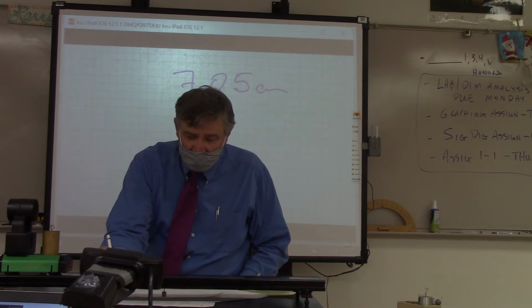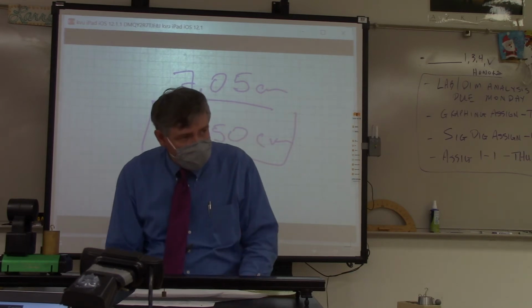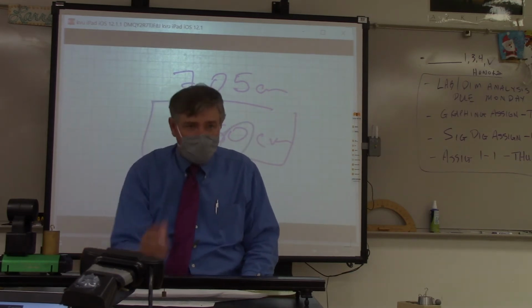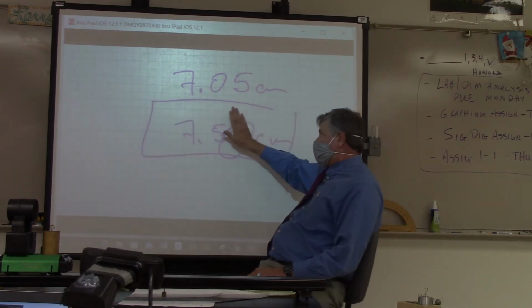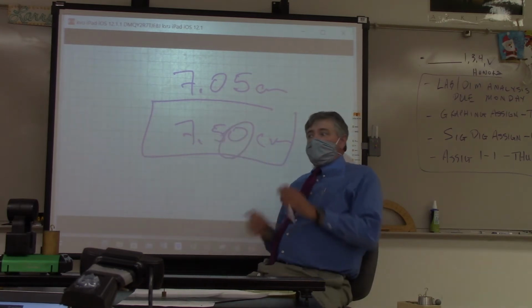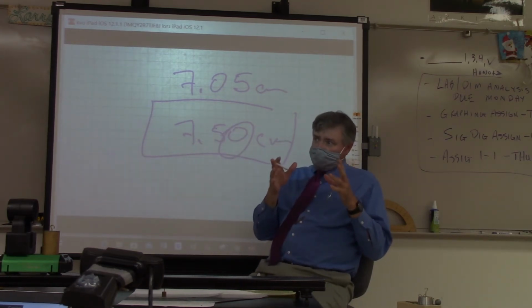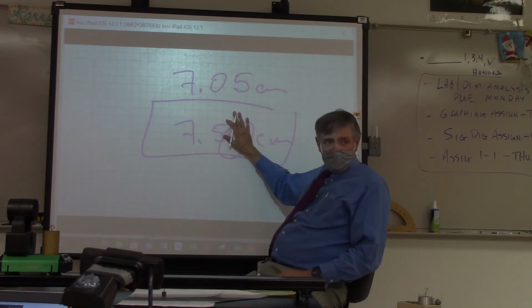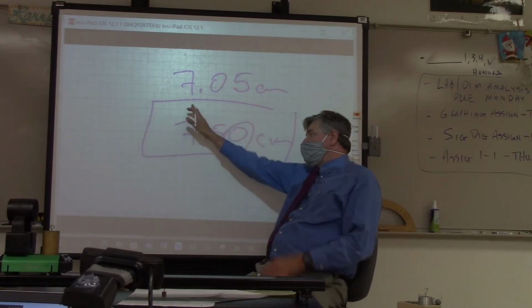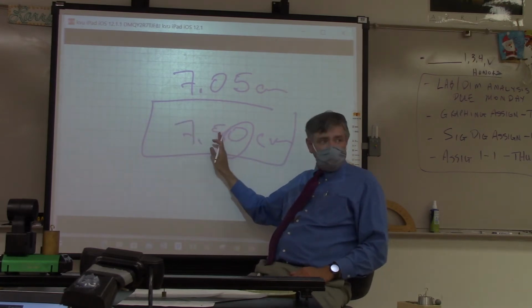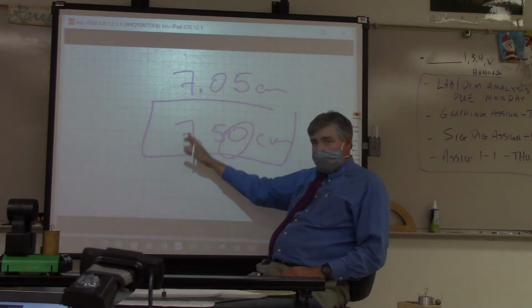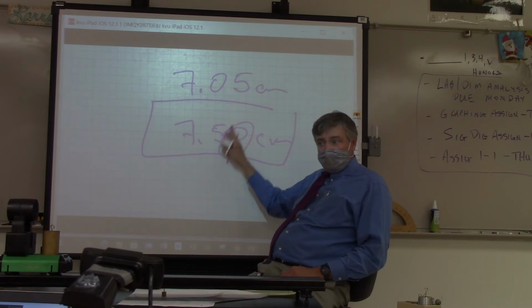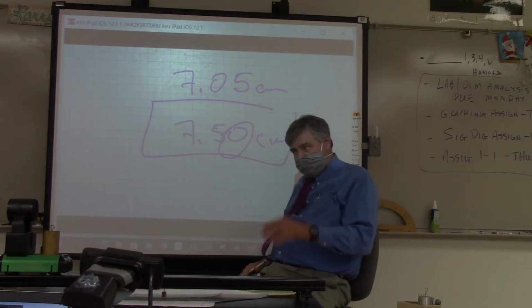Now, if this was 7.50 centimeters, so what we're saying here is that this 0 on the end is significant, and here's the reason why. Because if I just say it's 7.5 centimeters, that's a reflection of the precision of my measuring device. So if I just put 7.5 centimeters, that indicates that I know this number and I'm only estimating the tenths place. If I put 7.50, that says I know the 7, I know the 5, and this 0 is an estimate.